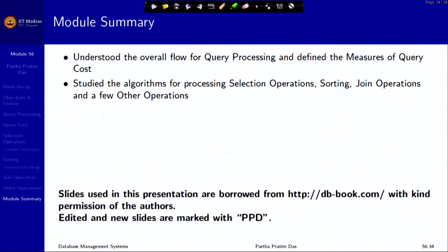So, in this module we took a quick look into the query processing flow and the typical costs and some of the query processing strategies of very common operations that you have in relational algebra. We will stop here. Thank you very much for your attention. We will continue and discuss optimization in the next module.